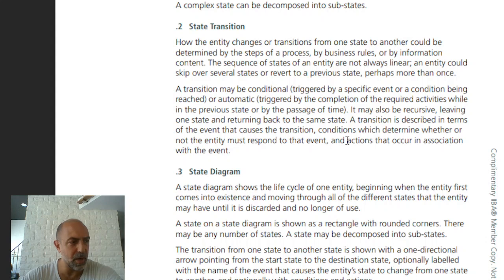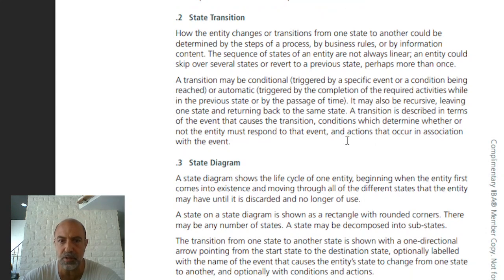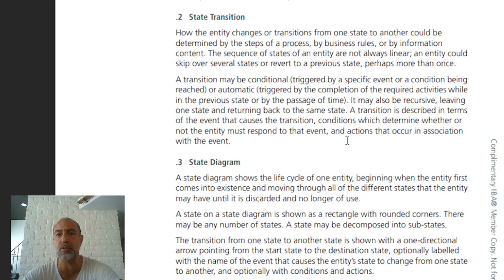Man, it's like we go back to the same thing. It's like processes, rules, outlines, scopes. The sequence of states in an entity are not always linear. The entity may skip over several states or revert to a previous state, perhaps more than just once. We're talking about the abstraction of state here, right?